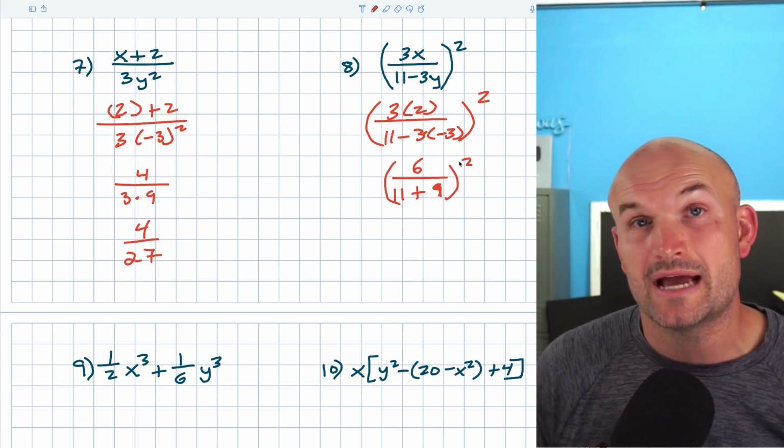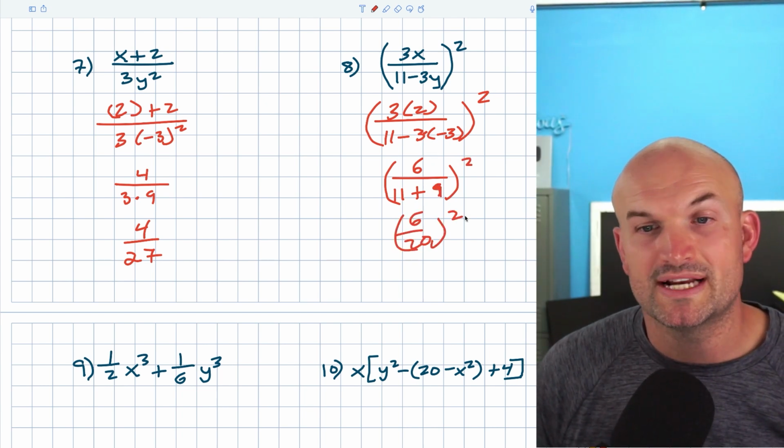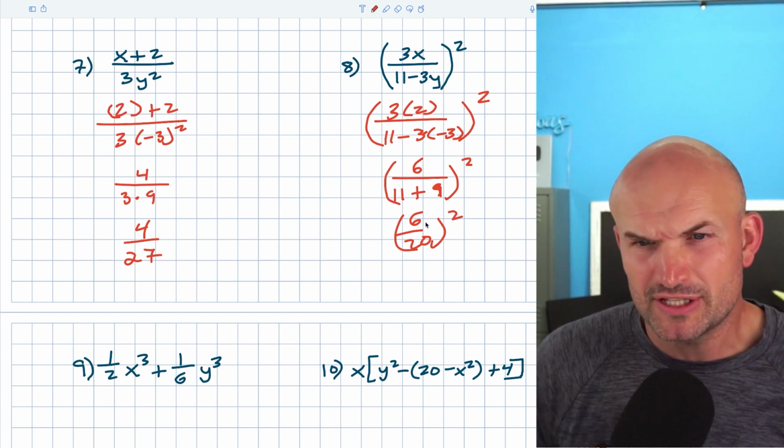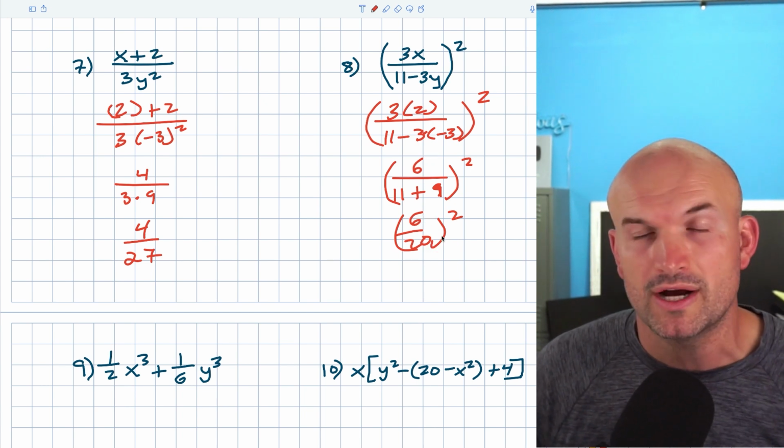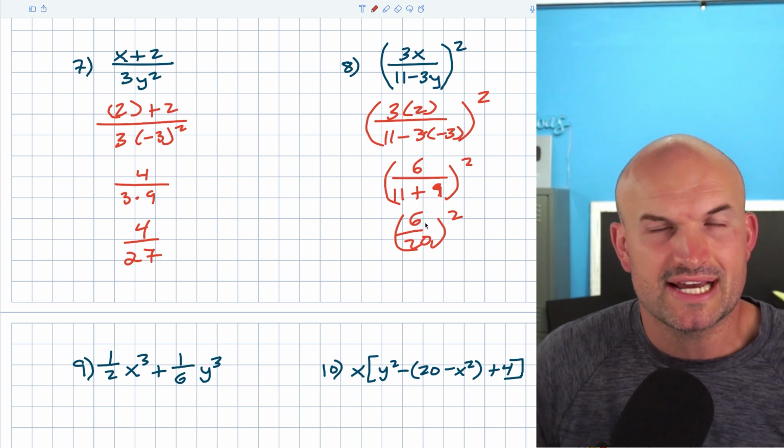So now I have 11 plus 9, which is going to be 20. So I have 6 over 20 squared. Now, before we go ahead and square it, which you could definitely do, right? That's going to be 36 over 400. It might also be easier just to reduce 6 over 20, right?